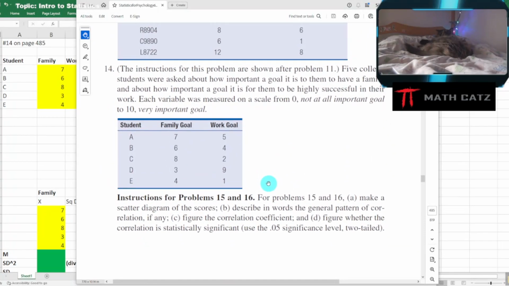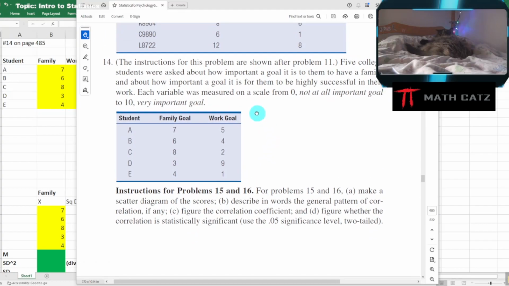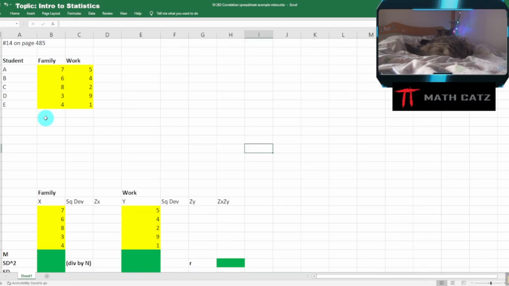There we go. Let's make it a little bigger. No, that's fine. All right. So we are actually here looking for instructions of problem 11, but the setup we can read first. 5 college students were asked about how important a goal it is to them to have a family, and about how important a goal it is for them to be highly successful in their work. Each variable was measured on a scale from 0 to 10. Now I've already put those numbers in here.